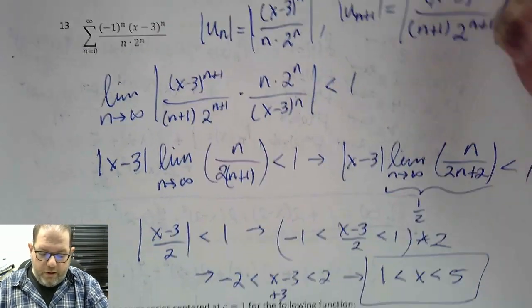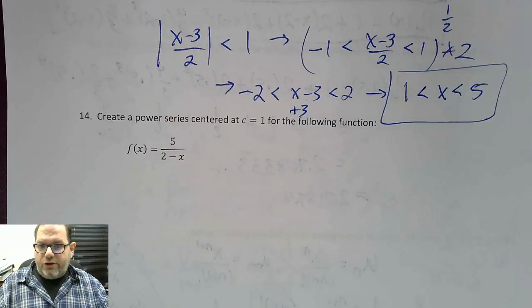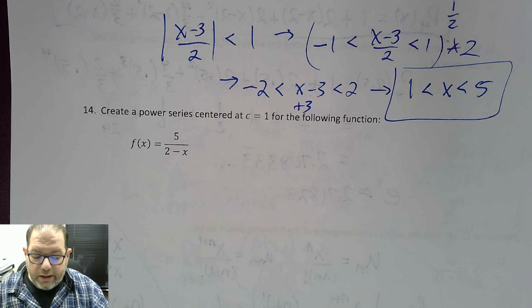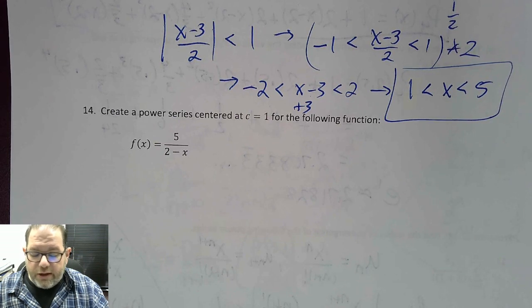Okay. Number 14, this is from section 9.9. 13 was 9, 12 and 13 were 9.8. 14 is from 9.9. Find a power series centered at c equals 1 for the following function.